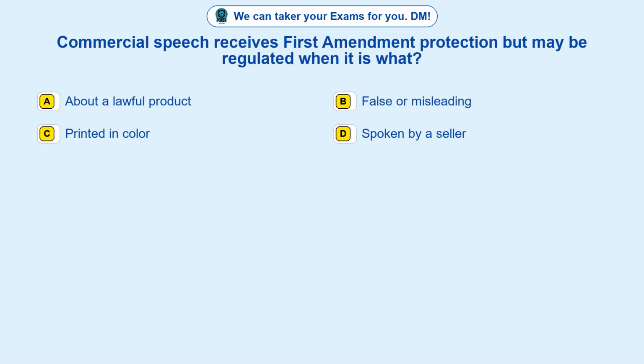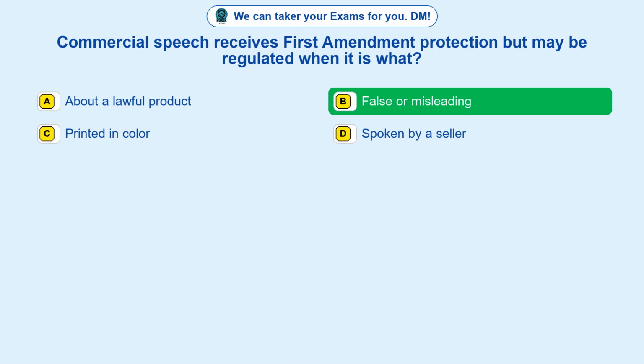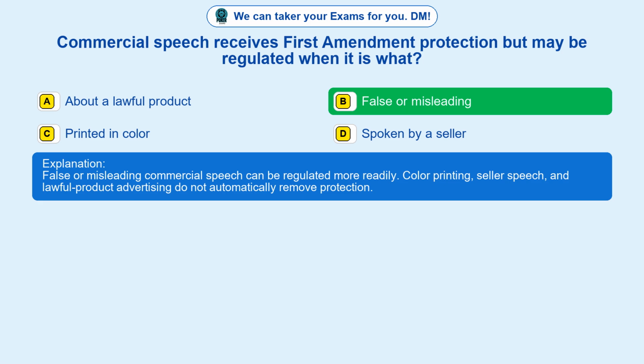Question 44. Commercial speech receives First Amendment protection but may be regulated when it is what? Option A, about a lawful product. Option B, false or misleading. Option C, printed in color. Option D, spoken by a seller. The correct answer is option B, false or misleading. False or misleading commercial speech can be regulated more readily. Color printing, seller speech, and lawful product advertising do not automatically remove protection.